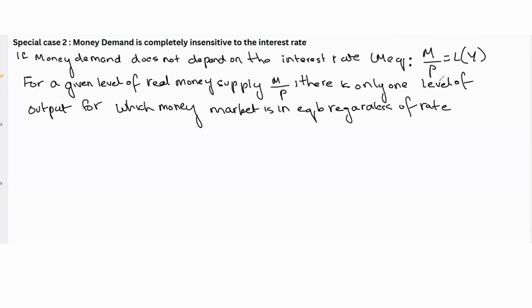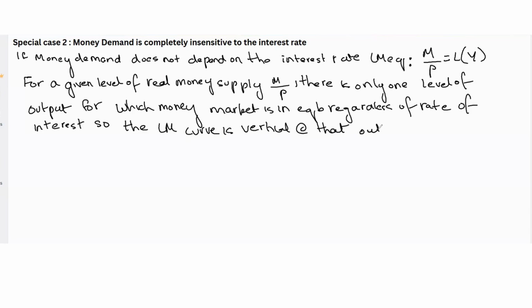We can see over here, this is the equation for the LM curve. If money demand does not depend upon the interest rate, this LM curve equation represents money market equilibrium. And we can see from the equation that there is only one level of output for which the money market is in equilibrium regardless of the rate of interest. So the LM curve is vertical at that output level.